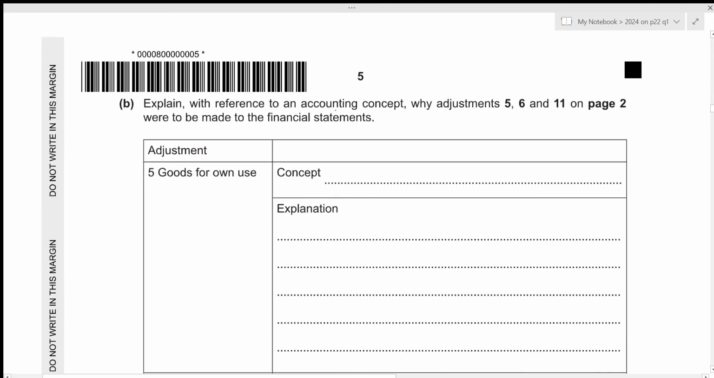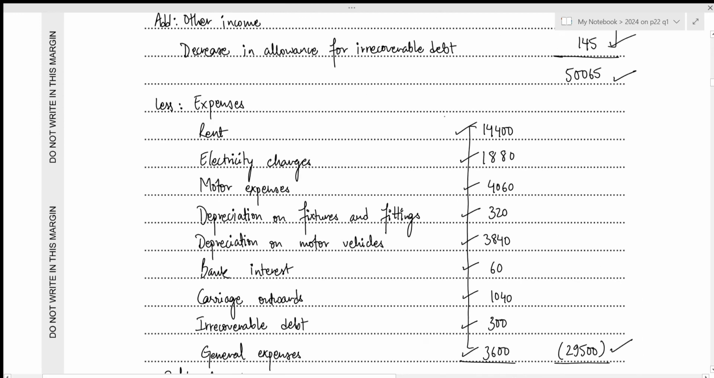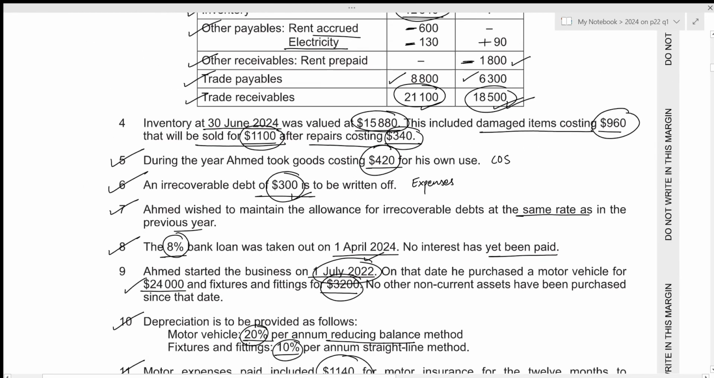Now, explain with reference to an accounting concept why adjustments 5, 6 and 11 on page 2 were to be made to the financial statements. Okay, 5, 6 and 11. So information 5 is that during the year, Ahmed took goods costing 420 for his own use. After taking the goods, now the goods will belong to his personal use and not to the business. There is a concept called business entity concept, which refers to the business and its owners as two different entities. So that is the accounting concept that will be applied here, because now the cost of goods taken by Ahmed for his own use should be charged to his drawings, because they are separate from our business expenditure. That is his personal expenses, not the expenses of our business.